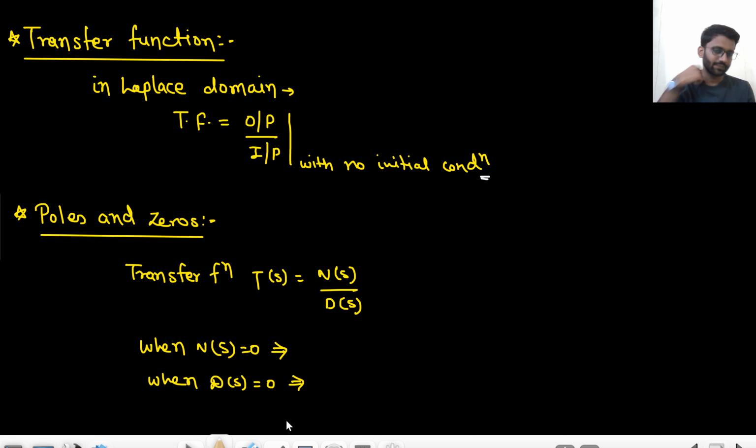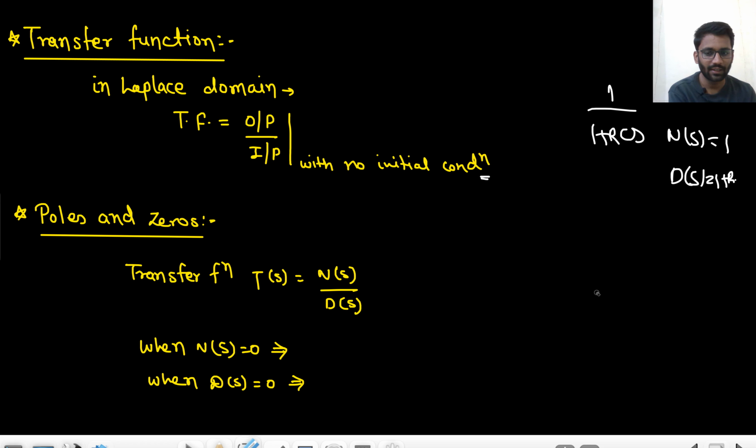What is pole and what is zero? So our transfer function can be written in this form, right? Numerator upon denominator, like I wrote, 1 upon 1 plus RCS. So what is numerator? That is 1. What is denominator? That is 1 plus RCS. So it can be written like this.